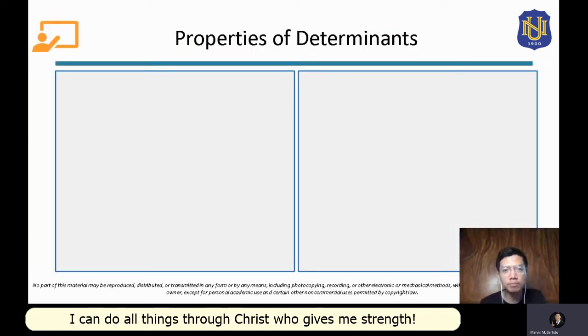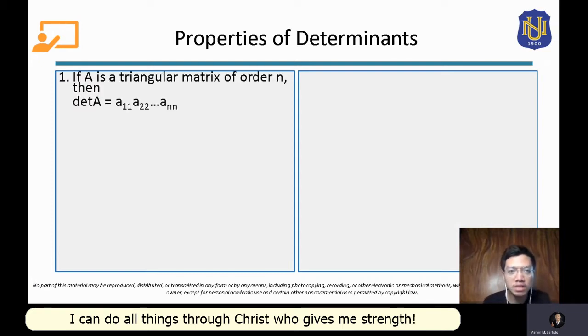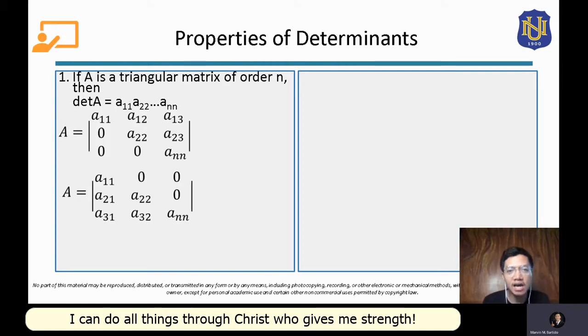Now, let's proceed to the properties of determinants. Let's talk about the first property. The first property is, if matrix A is a triangular matrix of order n, then the determinant of A is equal to A11, A22, up to ANN. So let's say your matrix A is a triangular matrix.